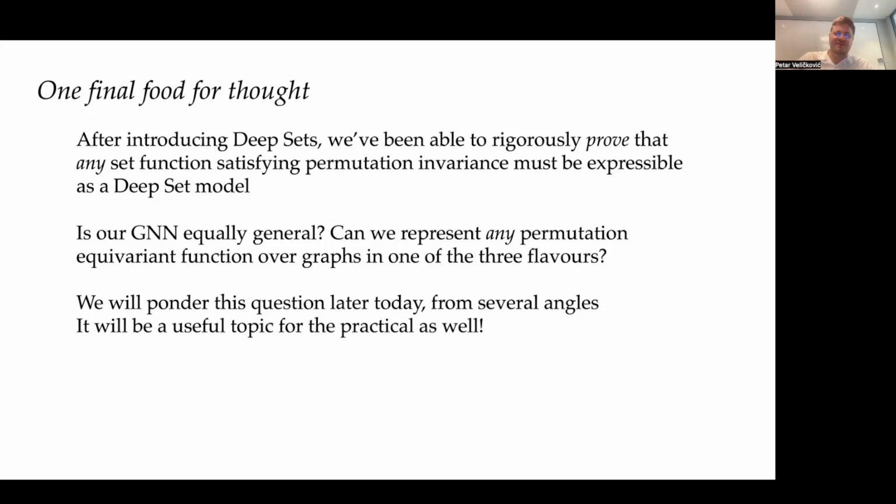And later today, from several angles, we're going to ponder this question quite carefully. And it will be a useful topic for the practical exercise that you will have shortly as well. And basically, I just want you to keep this question in the back of your mind and have a thought of, are we sufficiently powerful by talking about one-hop neighborhood aggregation to express anything that we might want to do over a graph that satisfies permutation equivariance?